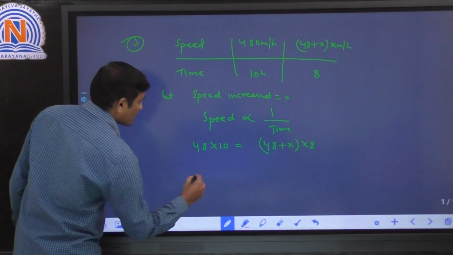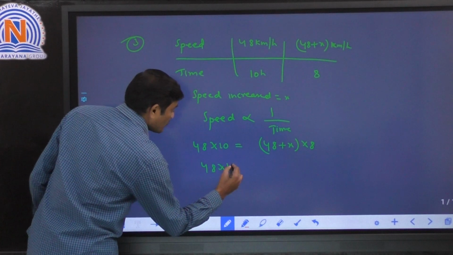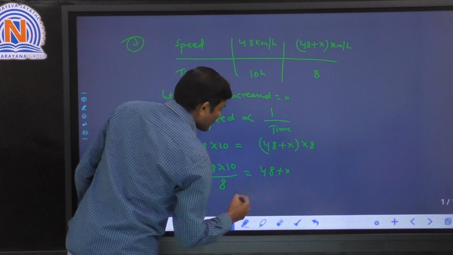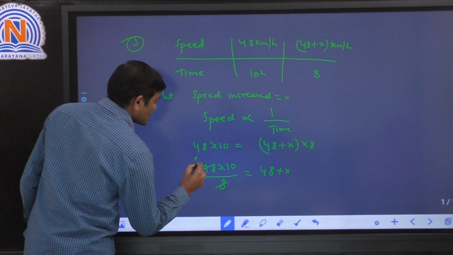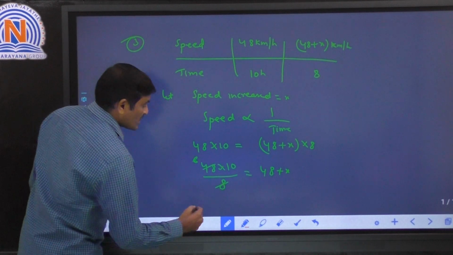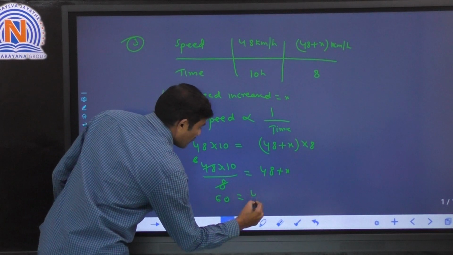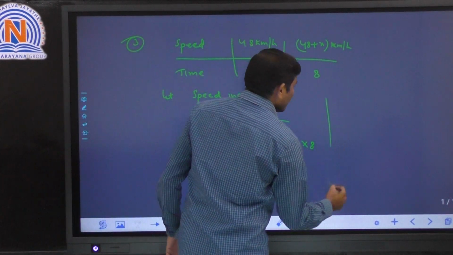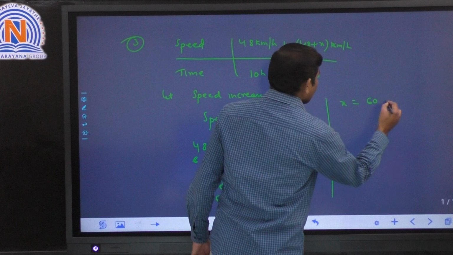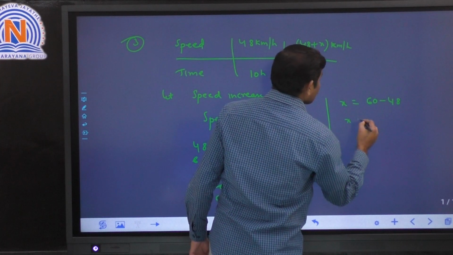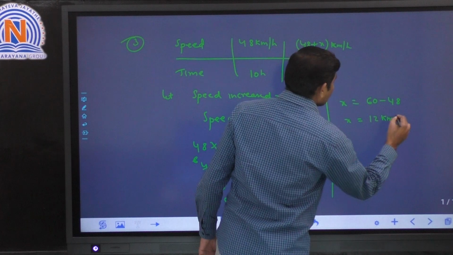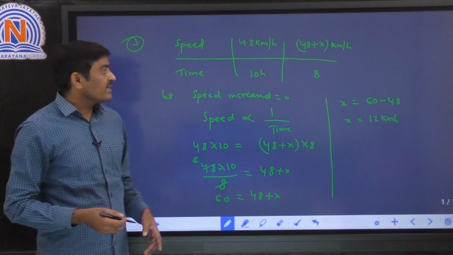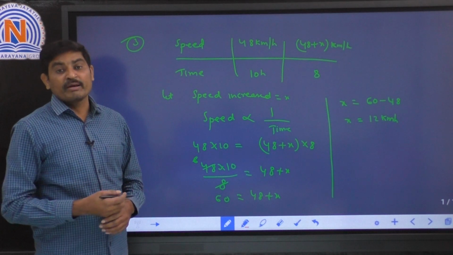So 8 will be transferred to the left side. 48 into 10 by 8 is equal to 48 plus x. 8 ones are 8, 8 sixes are 48. So 10 into 6 is equal to 60, which is equal to 48 plus x. This 48 will be transferred to the left side. Then x is equal to 60 minus 48, so x is equal to 12. Here the speed increased is 12 kilometer per hour.